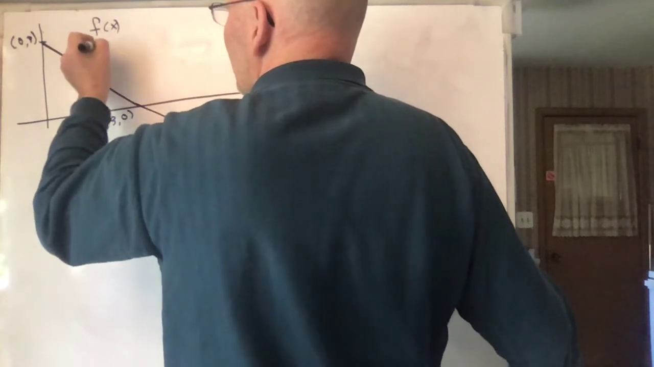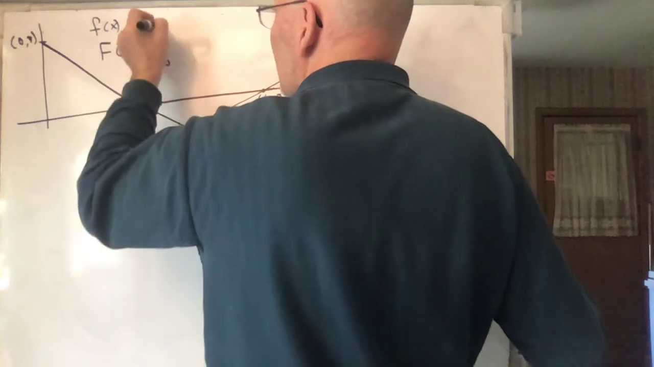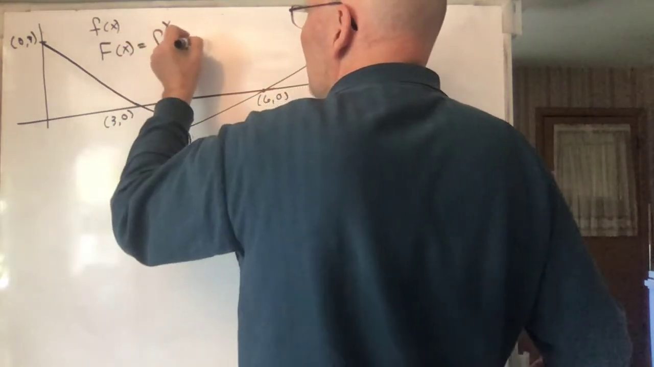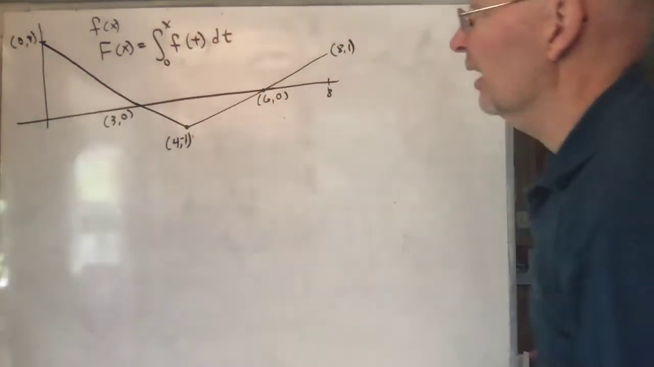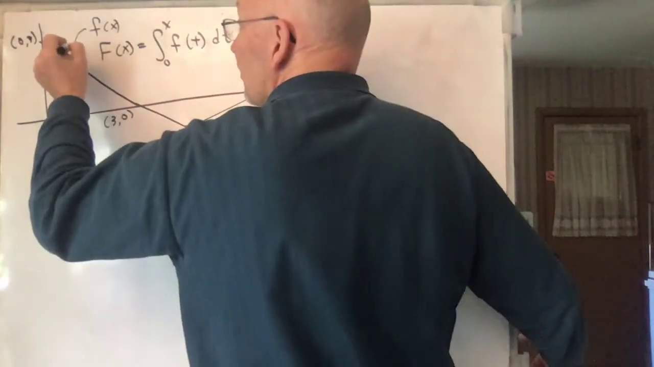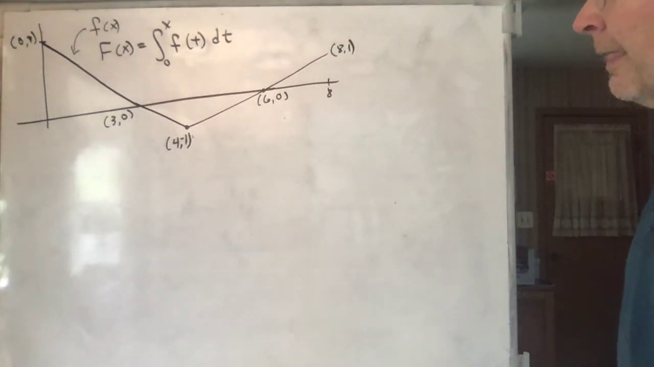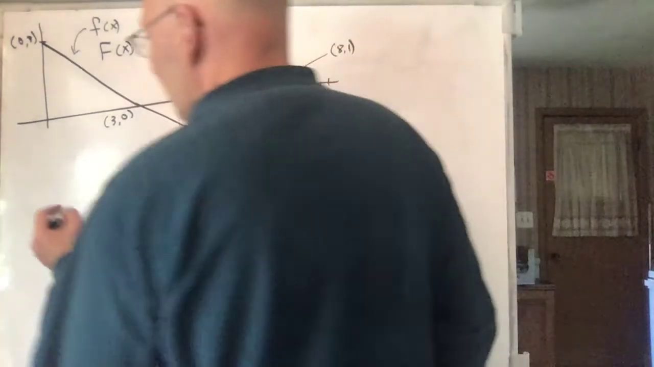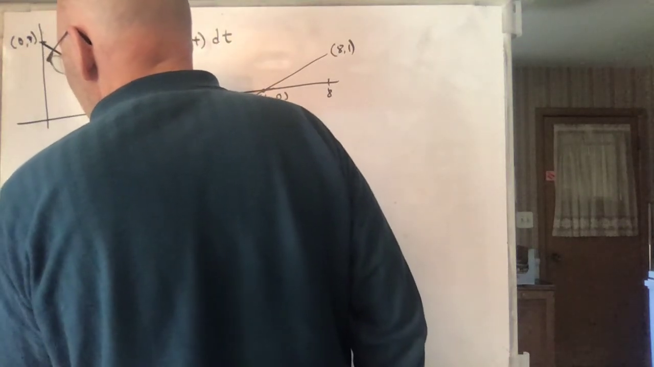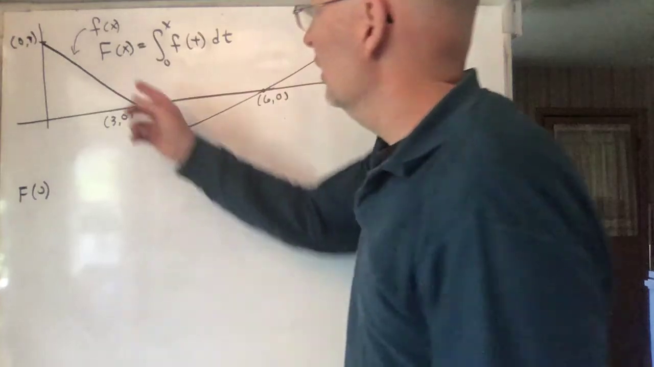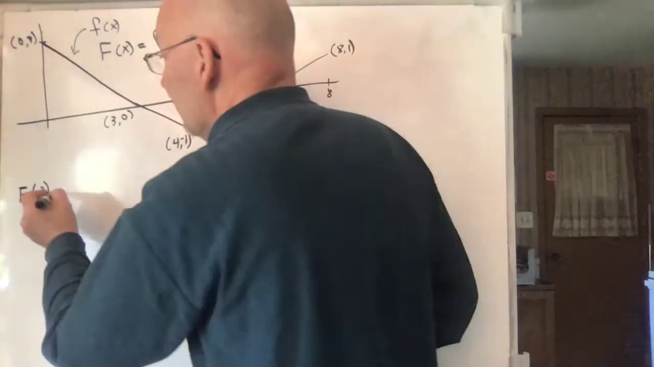And as we've done before, we're going to let capital F be equal to the integral of small f from 0 to x. Okay, so this graph right here is small f, and capital F is the integral. So let's think about what capital F looks like. Okay, first, capital F of 0 is the amount of area you've accumulated at point 0. That's going to be 0.